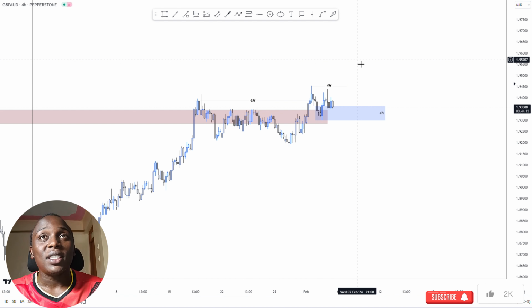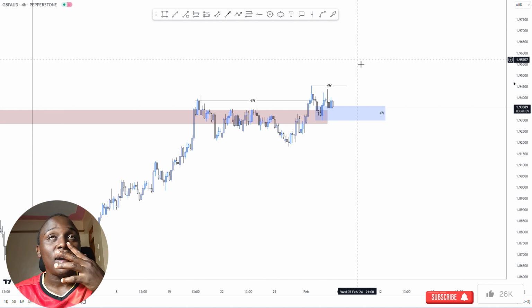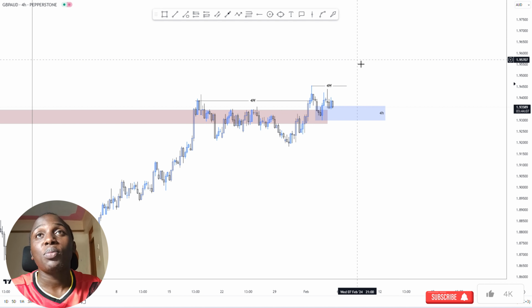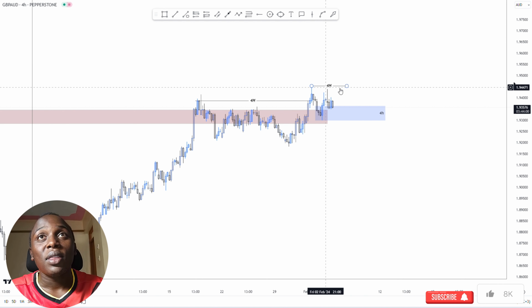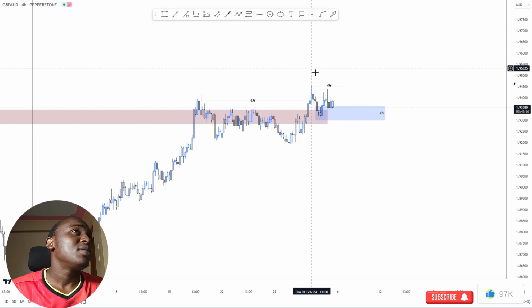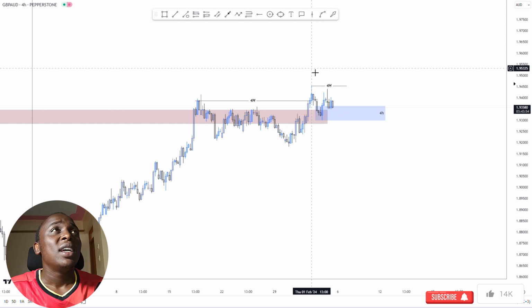see how price reacts on that zone on the lower time frame, that is the 15-minute or the 1 hour, when price taps into that point of interest, and that is only after the 4-hour break of structure happens on this 4-hour line right here. So that is it for GBPAUD. Let's go to our next currency pair.